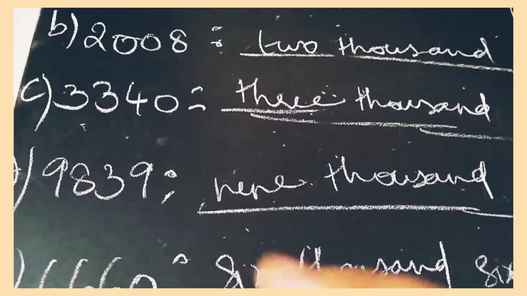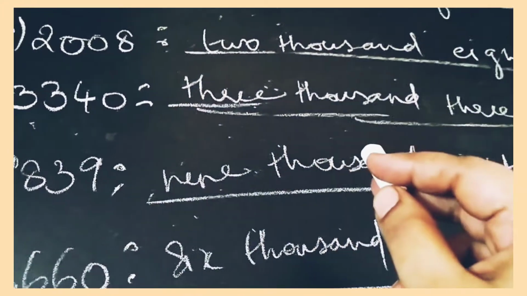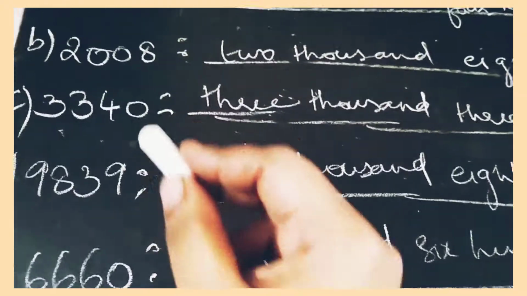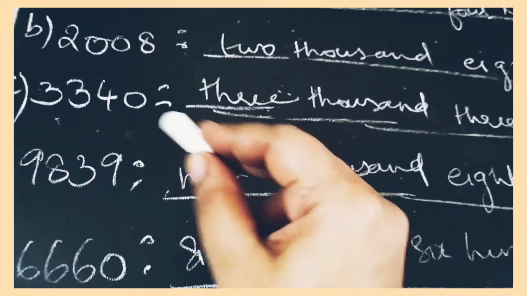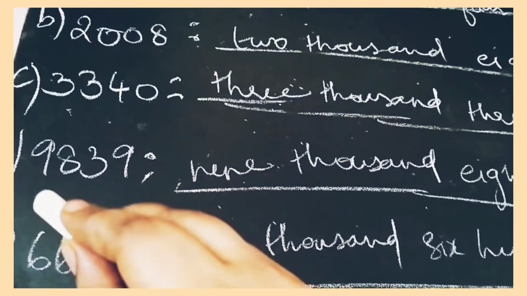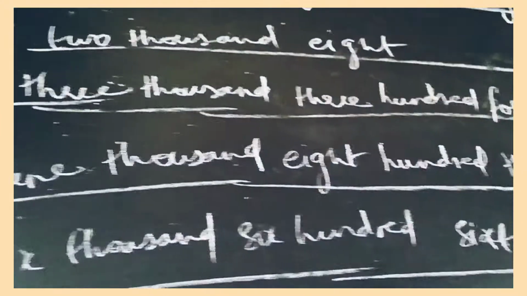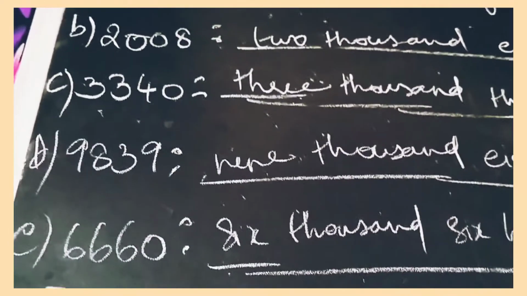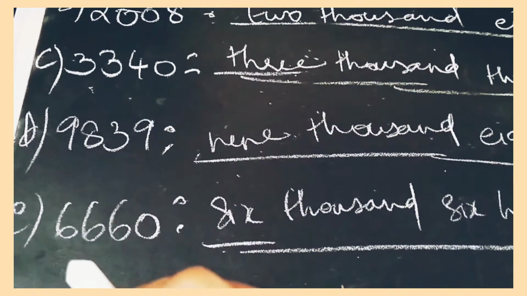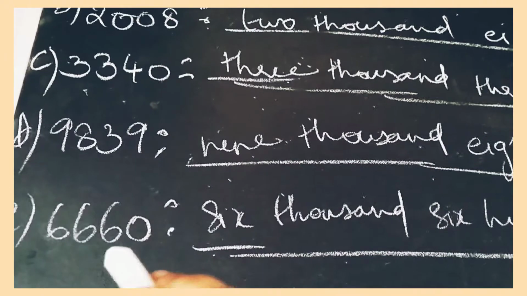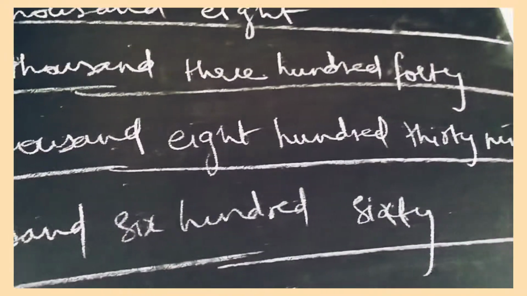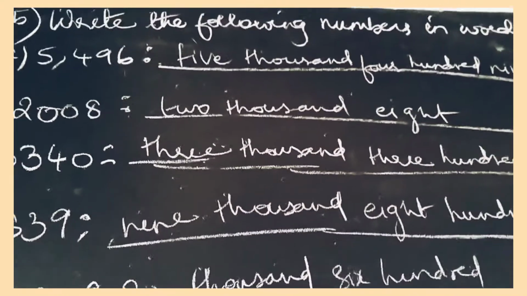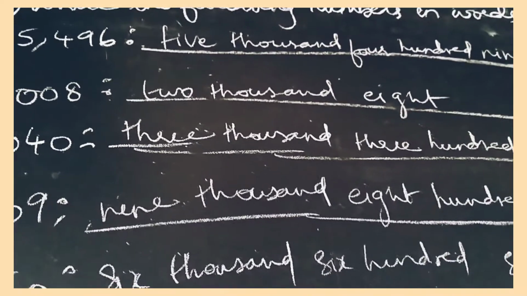Next one, ones, tens, hundreds, thousands: 3,340. Next one is 9,839. Then the next one is 6,660. Like this you have to write these numbers in words.